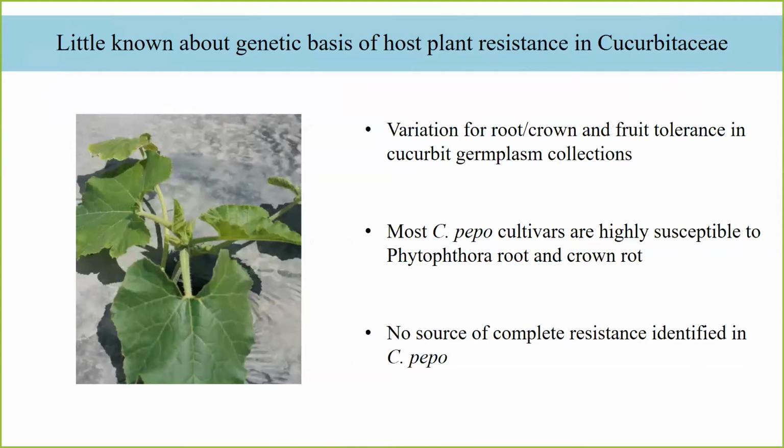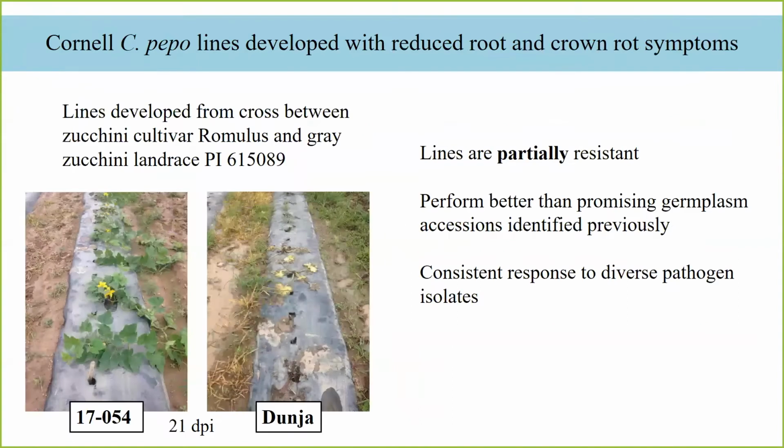So my work is focused on Cucurbita pepo, which, as we learned from Warren, includes zucchini and pumpkin, among other market classes of squash. And in Cucurbita pepo, there are no sources of complete resistance to this disease that have been identified. And most cultivars are highly susceptible to Phytophthora root and crown rot.